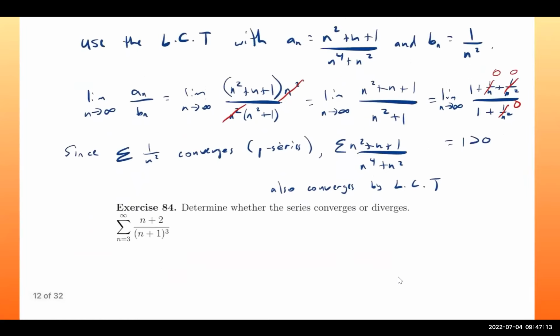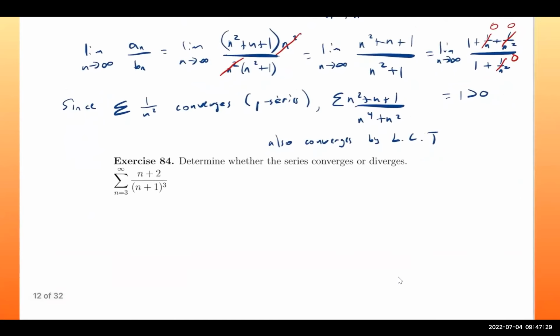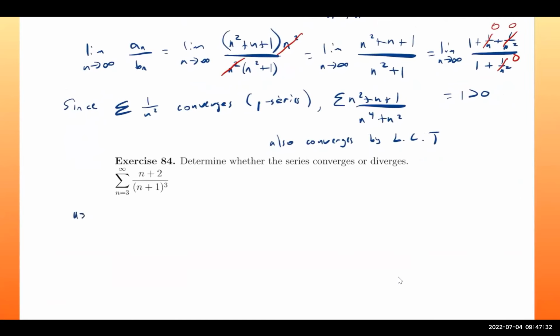All right, let's look at this last one. So the bottom, if you were to expand this, not that you shouldn't, but if you did, it would be a cubic. So you need this to be a cubic, so that means that your b sub n is going to be 1 over n squared again. So use the limit comparison test with a sub n equal to n plus 2 over n plus 1 cubed, and b sub n is 1 over n squared.